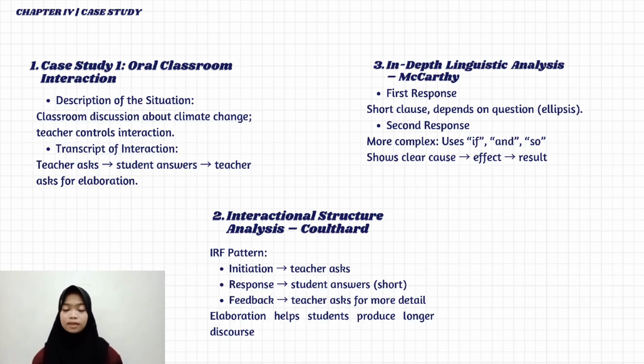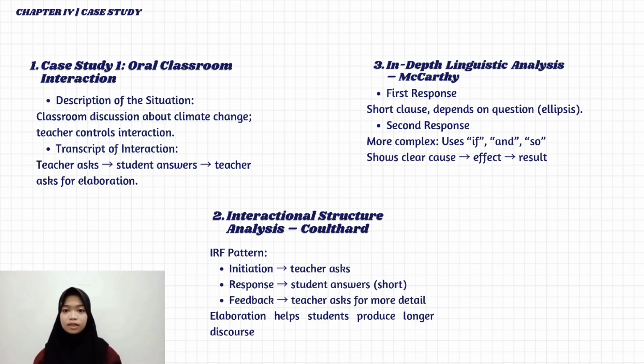In the first response, the student says because the Earth's temperature is increasing, and this is only a subordinate clause and does not have a complete main clause. It also depends on the teacher's question to be understood. And this shows ellipsis, where part of the sentence is omitted and meaning depends on context.